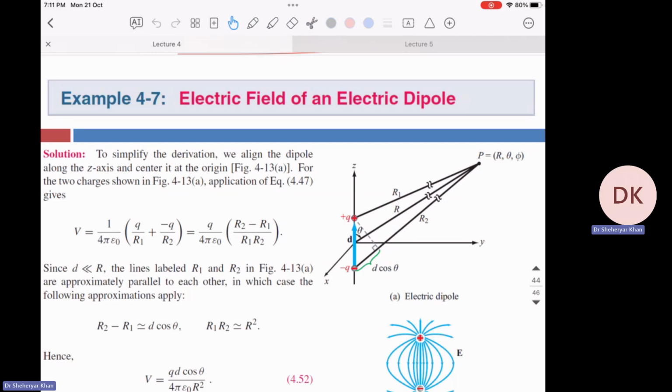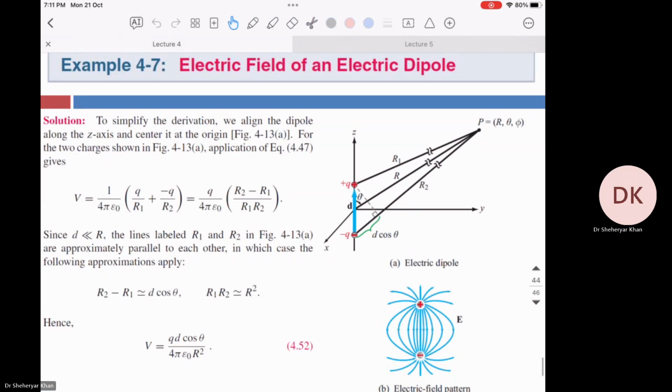Attention, please. Please look carefully. We can again do some approximations. For example, r2 minus r1 is almost equal to, let's say, d cos theta, this difference. And these two are, let's say, similar, then we can replace them with r square. So we can come up with this formula: q d cos theta over 4 pi epsilon r square.